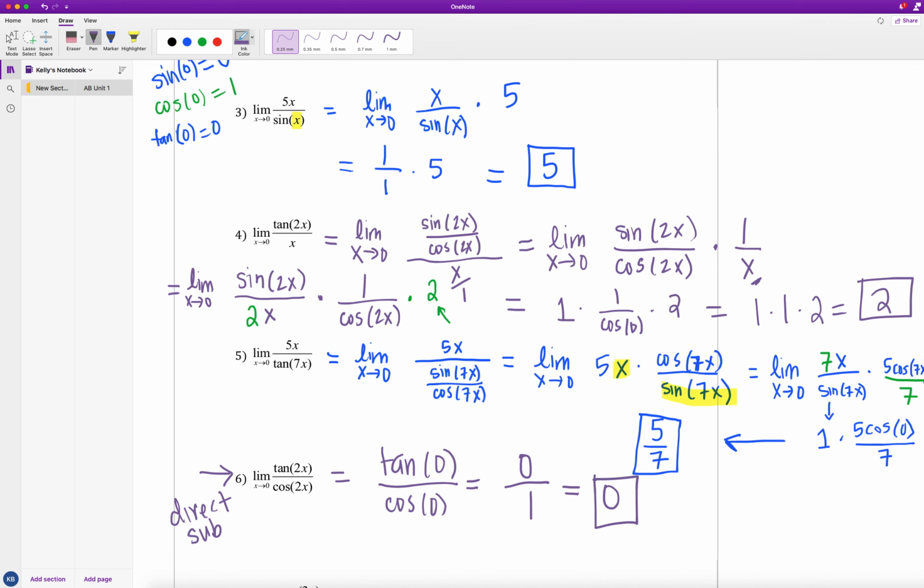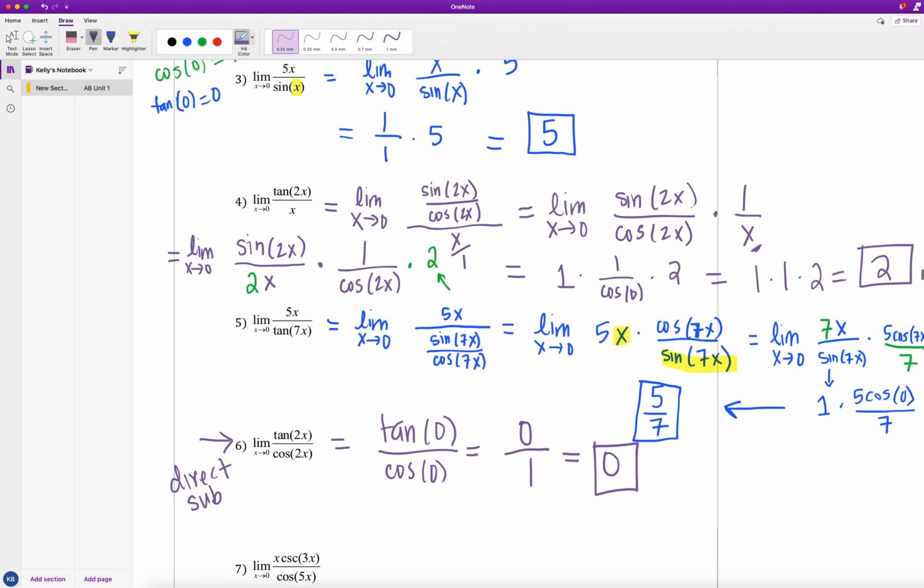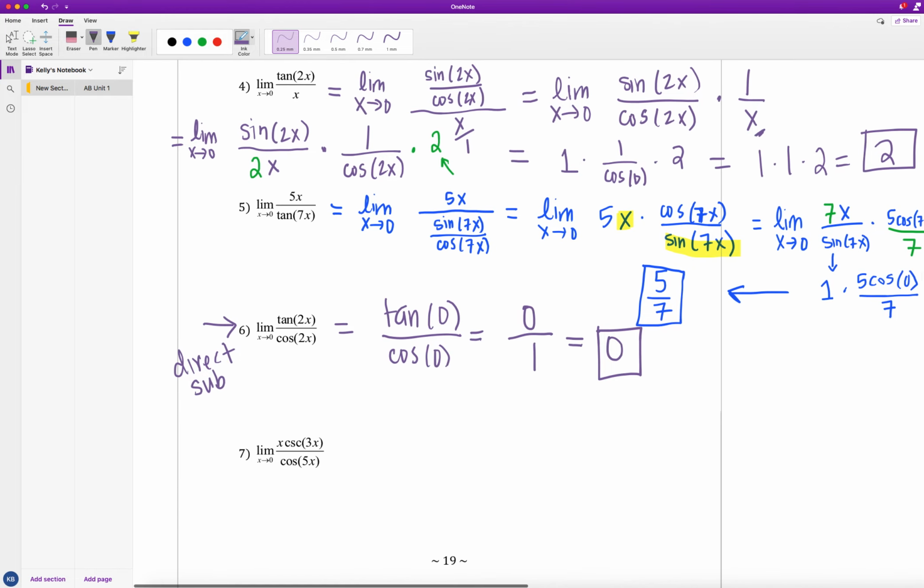So don't let these fool you. Some of these can still be direct substitution, so we want to keep that in the back of our mind, because it'd be a quicker way to finish off the limit problem. Now, if you solved example 6 similar to how we did 4 and 5, that will actually work out as well. It's just going to take you a little bit longer to get there. So think about all the different methods you have and different ways that you can approach these. Okay, let's look at example 7.